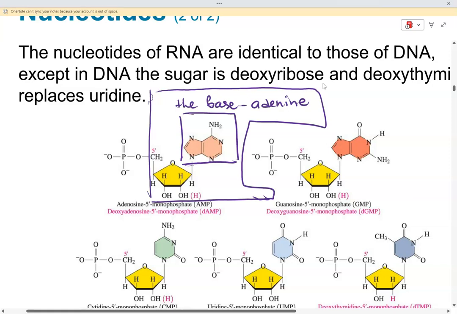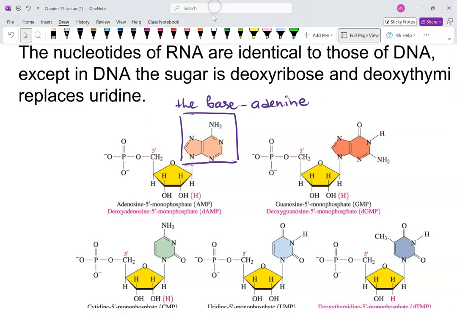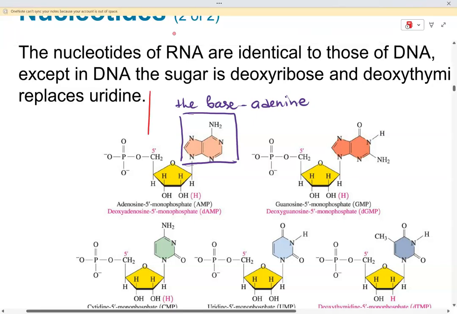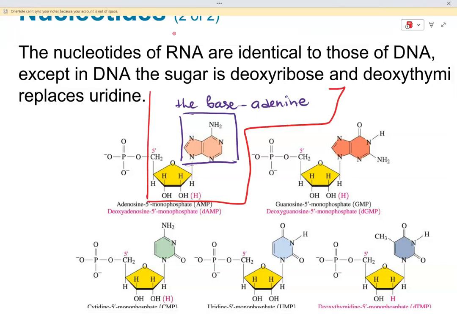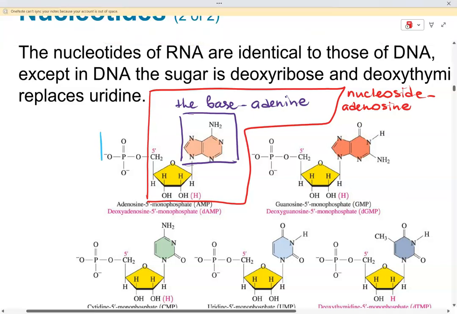So, let me do it slightly differently. I'm going to pick a different color so it will be probably clearer. This is a nucleoside. Agreed? Adenosine. Okay? What is this? It's phosphate.